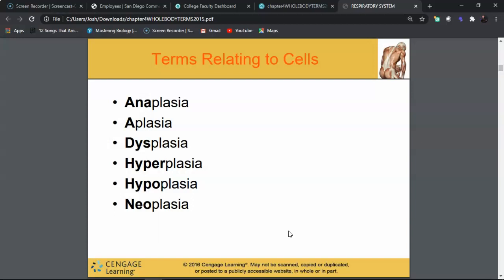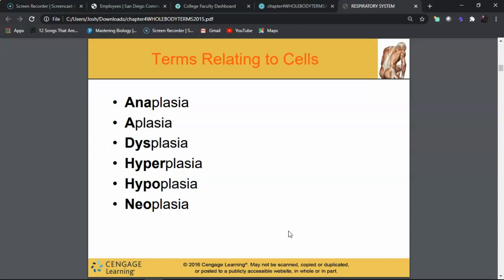Dysplasia, dys means painful, bad, or disordered. And so the definition of this is basically an abnormal development of cells, tissue, or organs. So it's a disordered formation, okay? This often indicates some sort of cancerous formation or something that's dysplastic, okay? It is bad or difficult or abnormal in development.